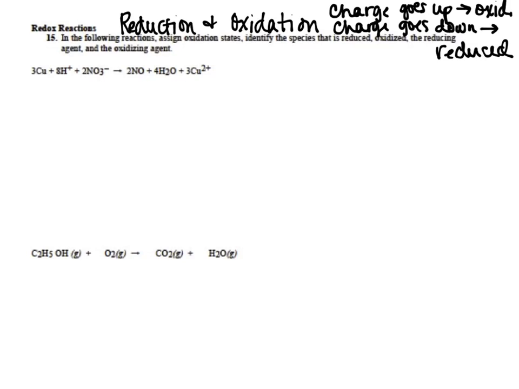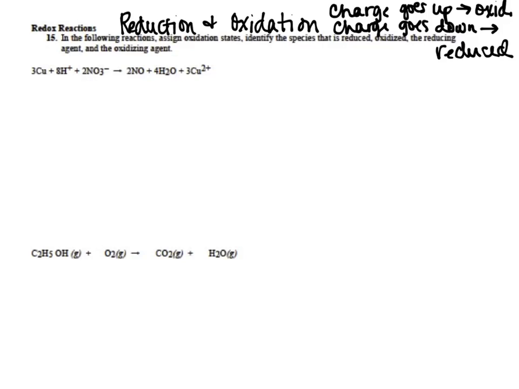So every free element has a charge. Everybody on the periodic table has, not a charge, has a number of what? Oxidation number of what? They all have the same oxidation number when they're free elements. 0.